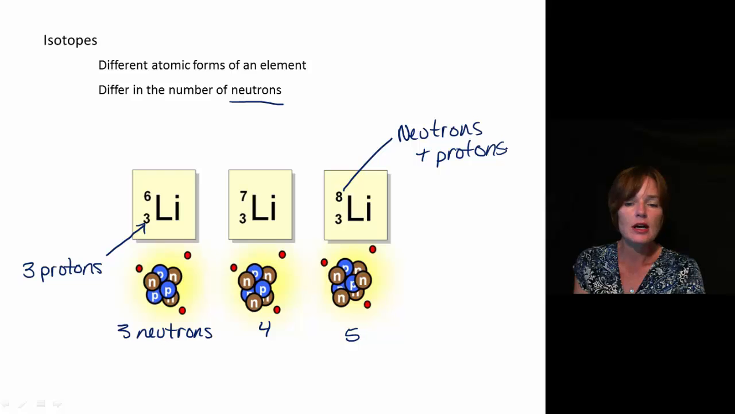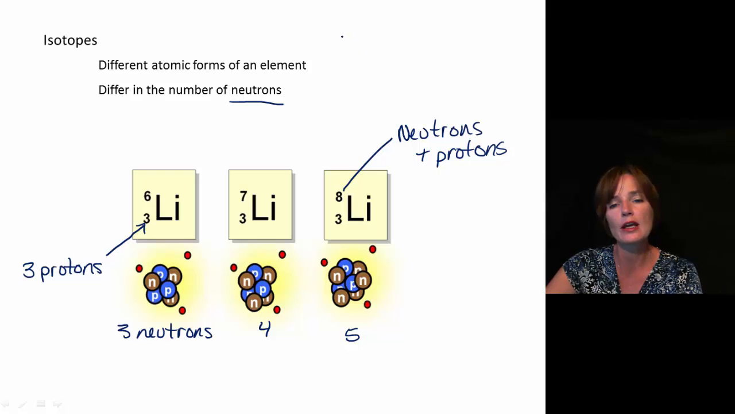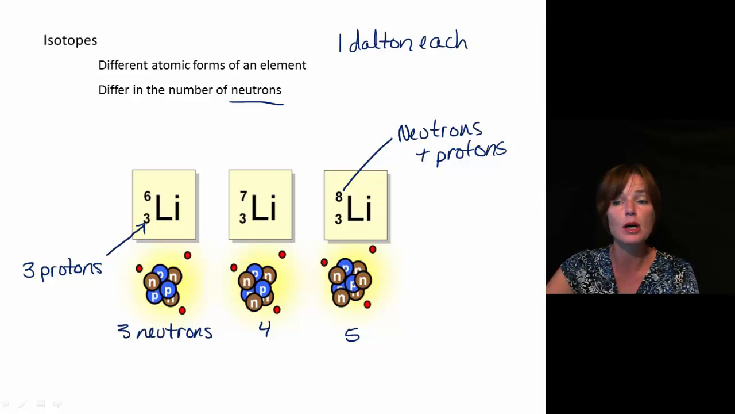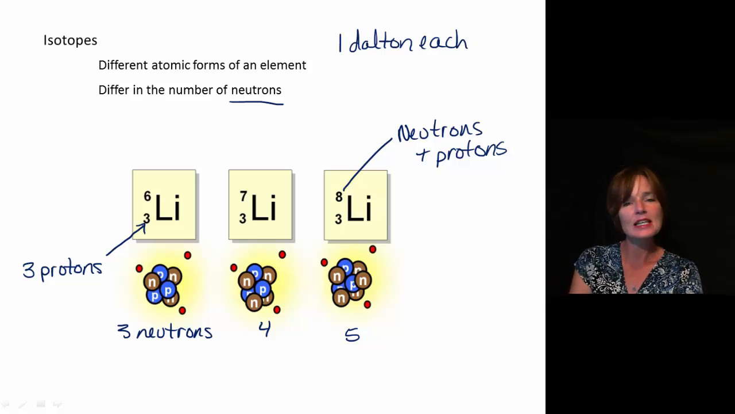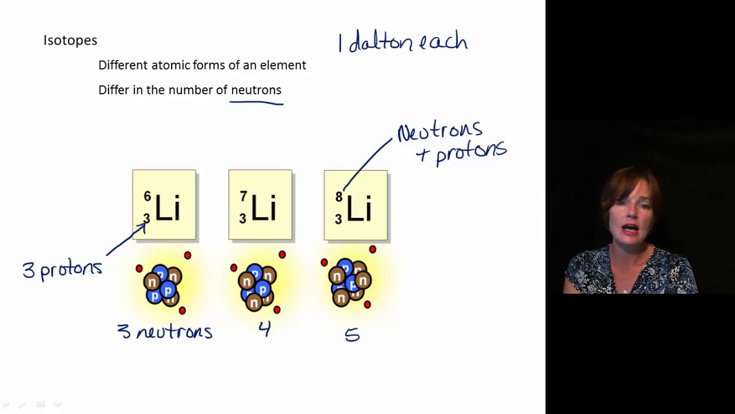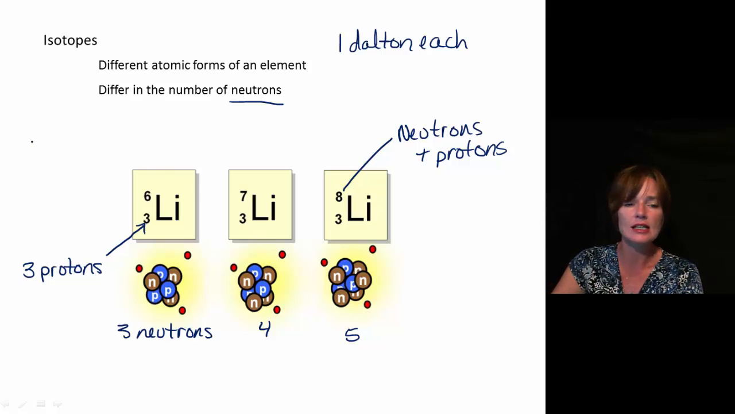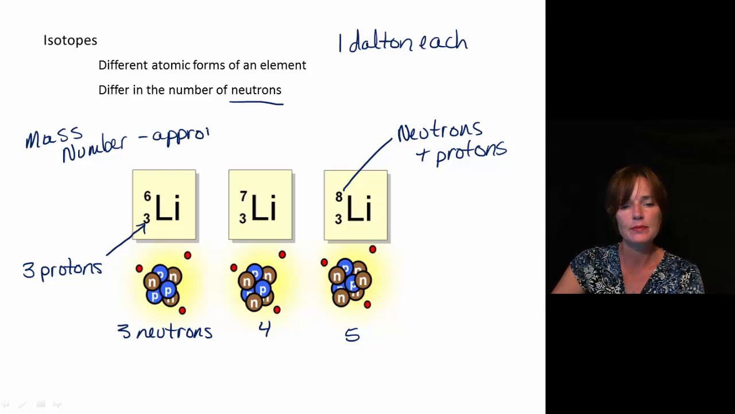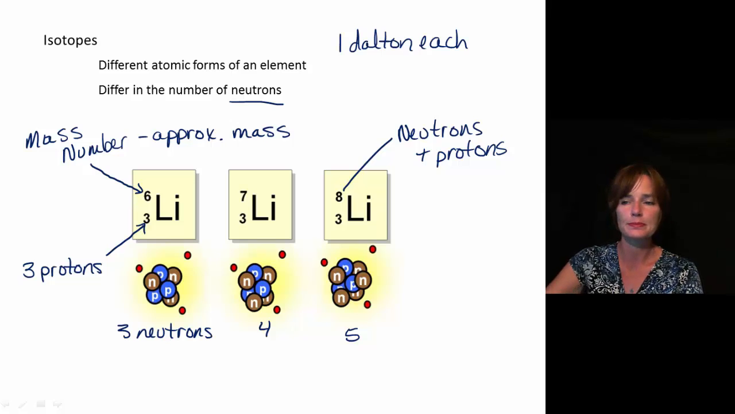It is also an estimate of the mass of that atom, and that is because protons and neutrons both weigh 1 Dalton each. Dalton is a unit of mass. It's an extremely small unit of mass, and so when we see the 8 there, we know that that atom has a mass of approximately 8 Daltons. We also refer to that number as the mass number. So the mass number is an approximate mass. It would be written as a superscript right here in front of the element symbol.